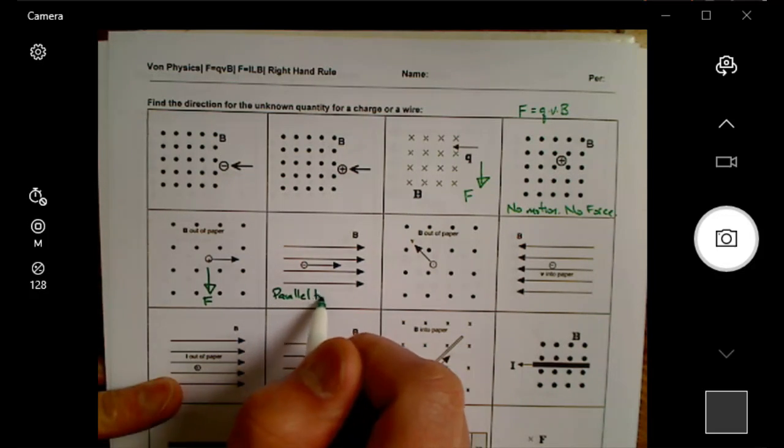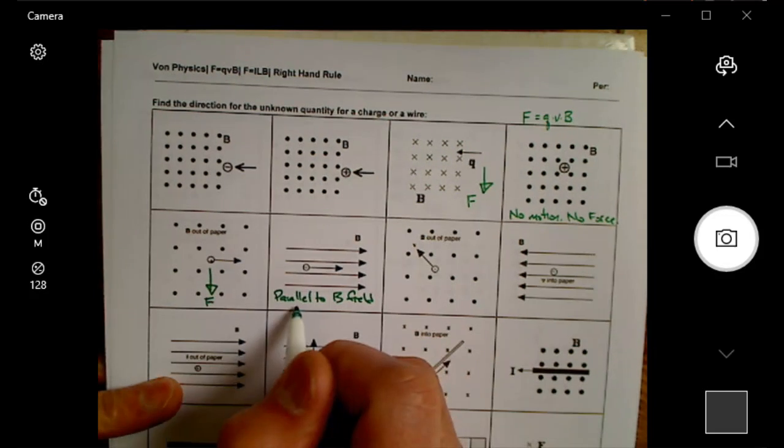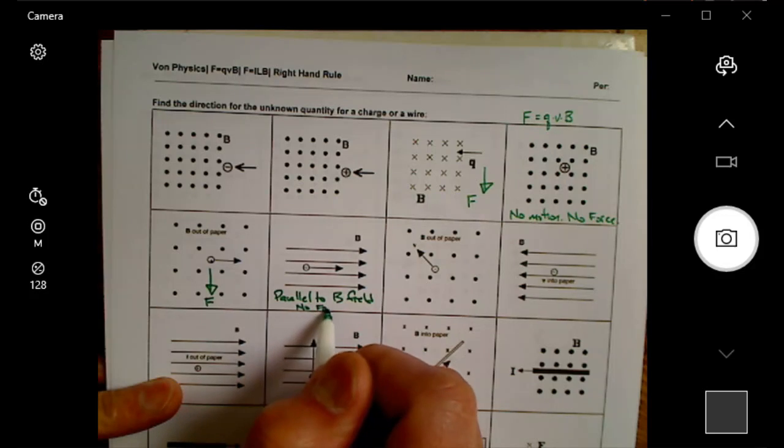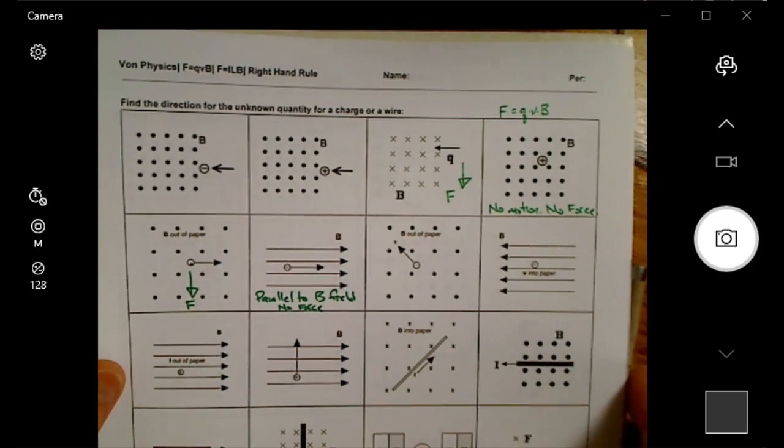Parallel to B field. So there's no force. And then I think we'll do this last one here. There's a few of these that are a little tricky.